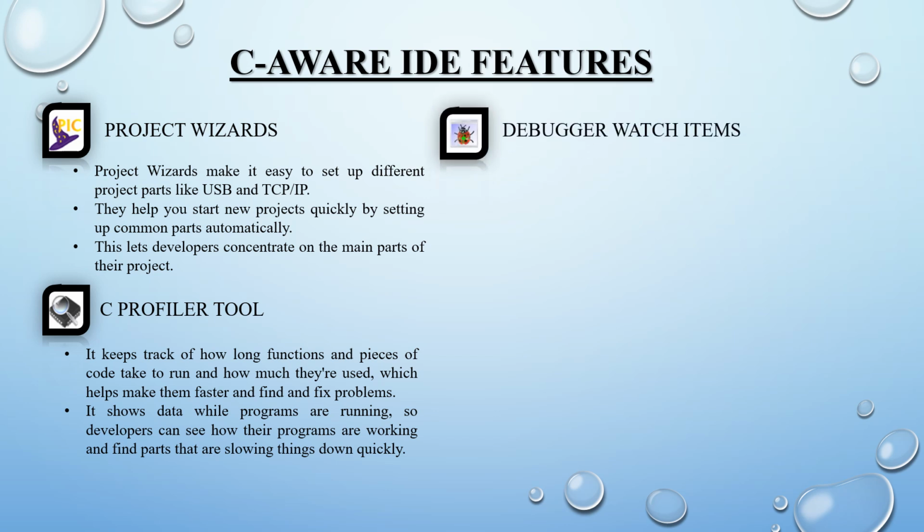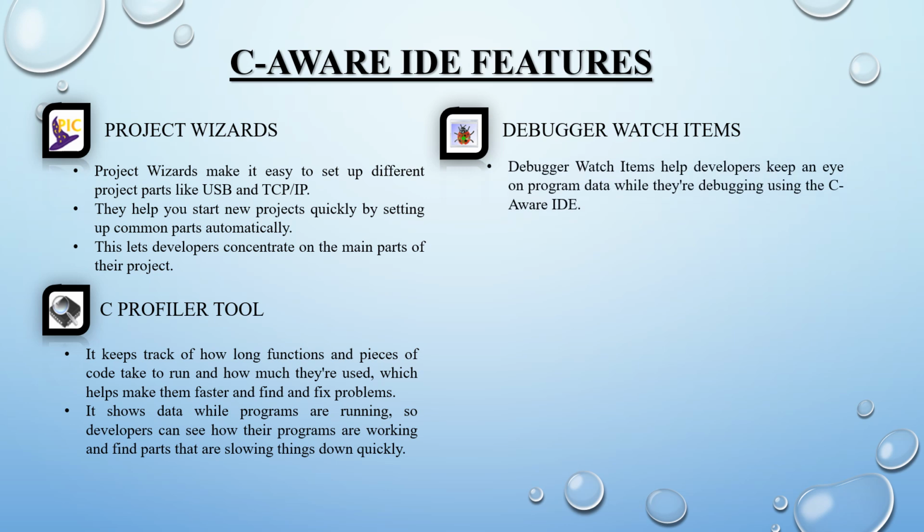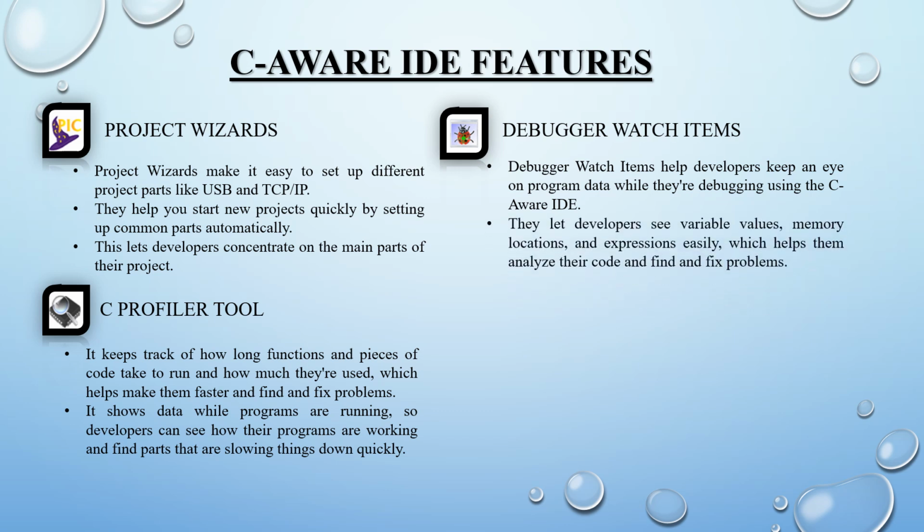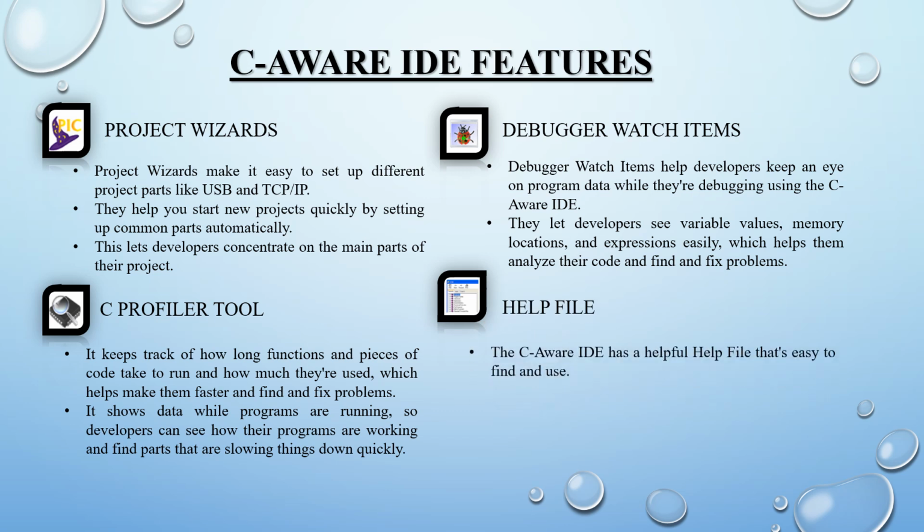Our third point is debugger watch items. Debugger watch items help developers keep an eye on program data while they are debugging using the C-aware IDE. They let developers see variable values, memory locations, and expressions easily, which helps them analyze their code and find and fix problems.